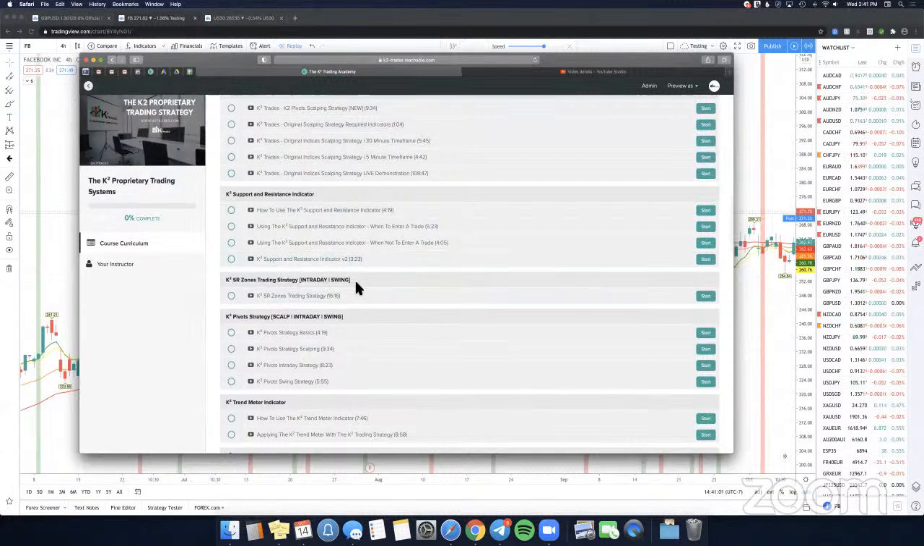I only use the K2SR zone trading strategy because I trade on the 4-hour time frame. The reason I do that is because it works better for me. Plus it works better for everyone else because there's a set time where I send out trades every single day. I send trades out at 6 a.m., 10 a.m., sometimes at 3 p.m., and then again at 6 p.m. and 10 p.m., for me.